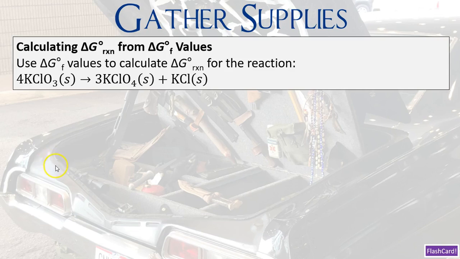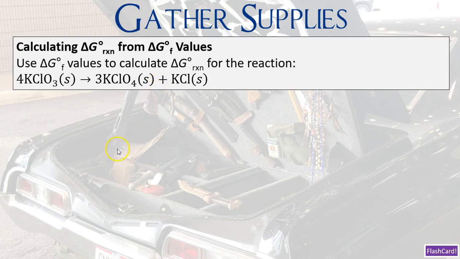All right, we are back at Dad's car and we want to use what we know as a weapon to help against this entity. This question says, calculate delta G naught of the reaction from delta G naught of formation values. So you're going to use delta G naught of formation values to calculate delta G naught of the reaction for this reaction here: 4 KClO3 solid to form 3 KClO4 solid plus KCl solid. Oh, what happened here? We are seeing the exact reaction as we saw before. So what we're basically verifying is that our calculated delta G naught of the reaction is going to be the same no matter if we use delta G naught of formation values or if we use standard enthalpy, temperature, and standard entropy values. So let's get to it, folks.